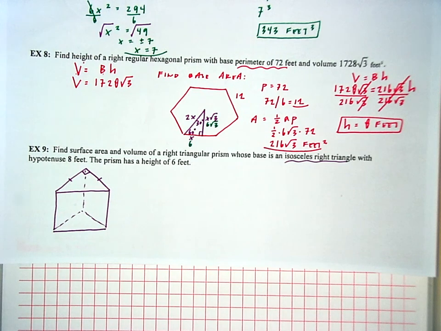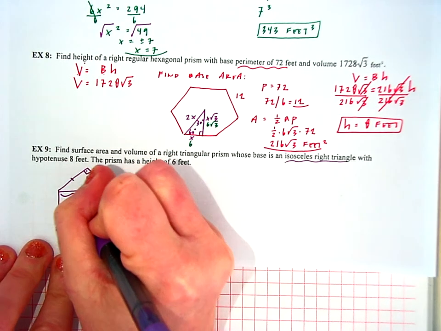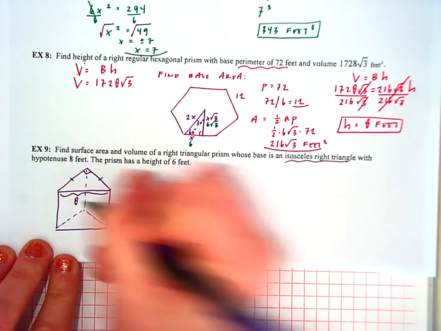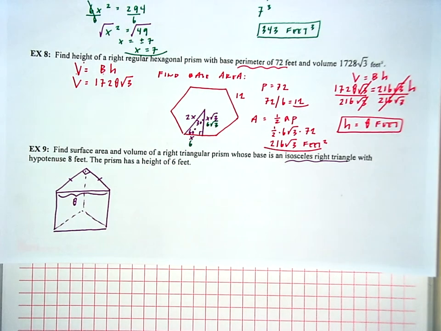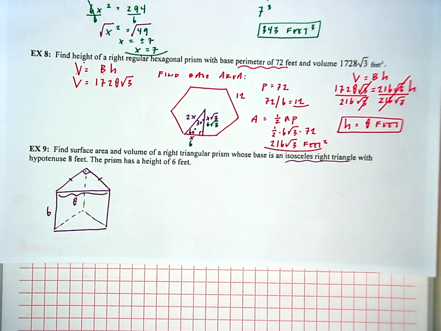Okay, we're told that the base is an isosceles right triangle, the hypotenuse is 8 feet. So right here is 8 feet. The prism has a height of 6 feet. So here is the 6 feet for the prism itself.